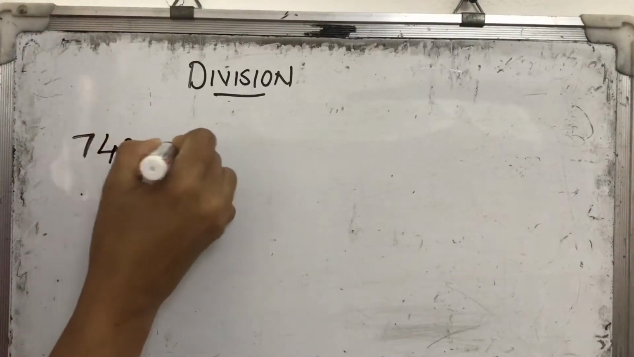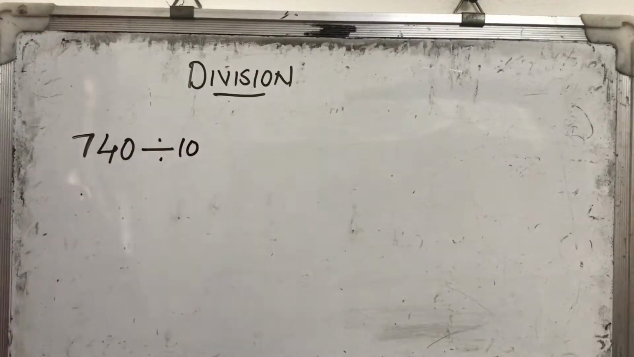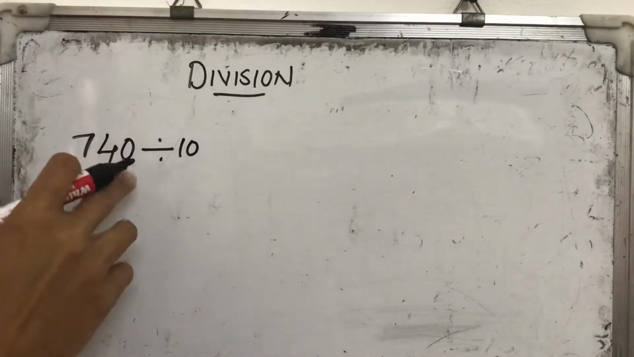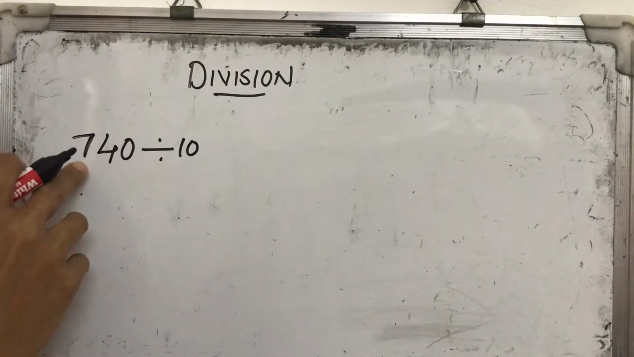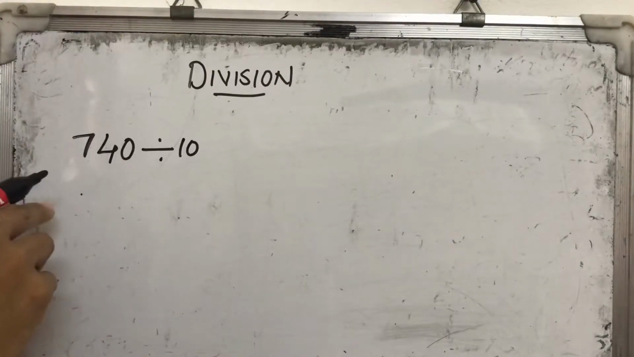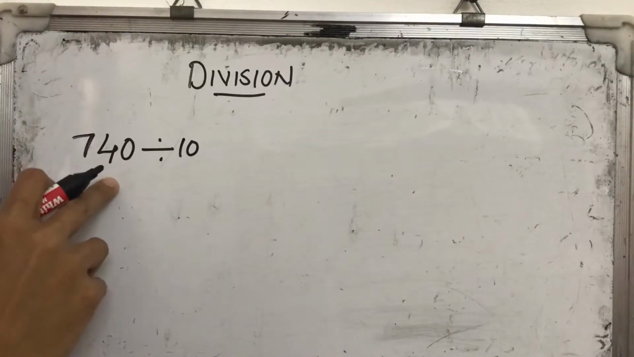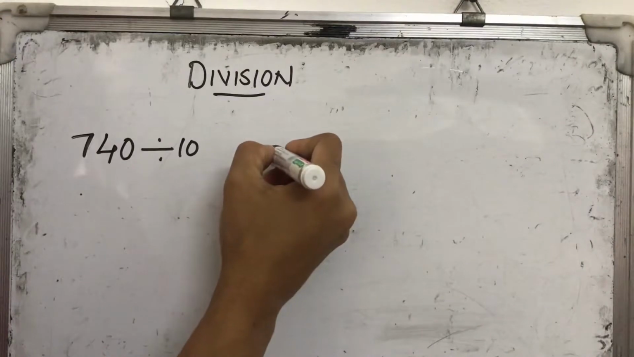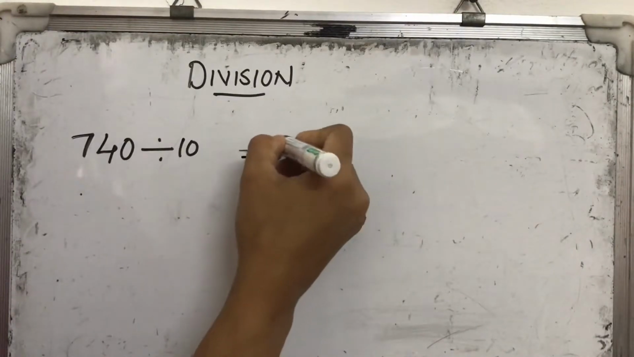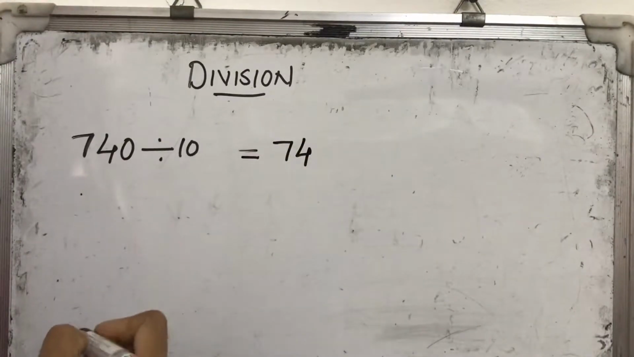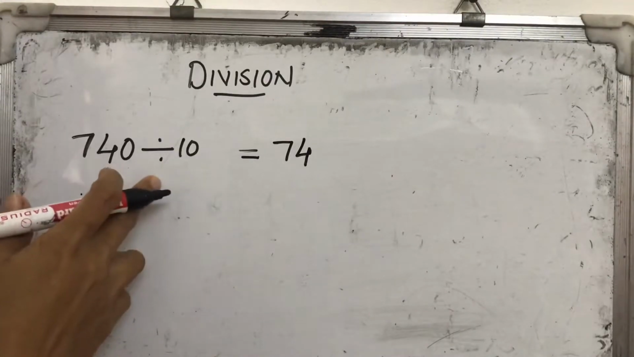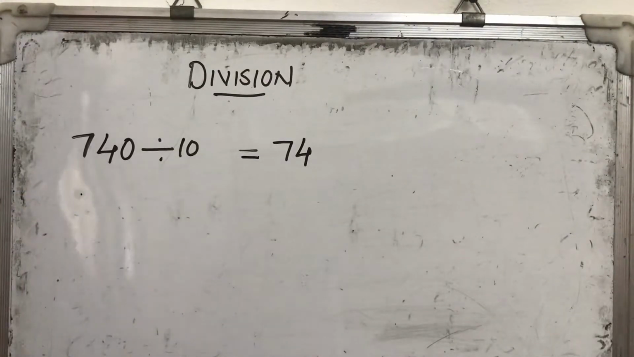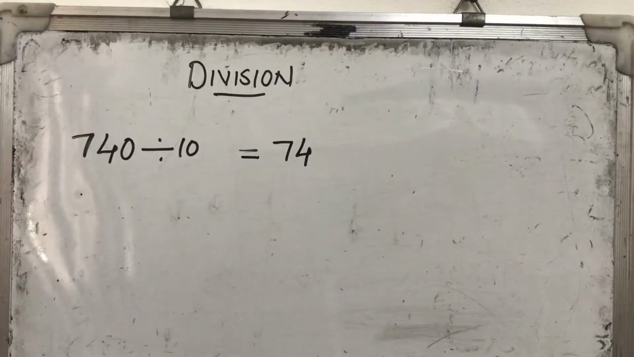Suppose one number, 740 divided by 10. When we divide this, we know in 740 how many tens are there? 74 tens. So the answer will be equal to 74, and what will be the remainder? The remainder will be 0.